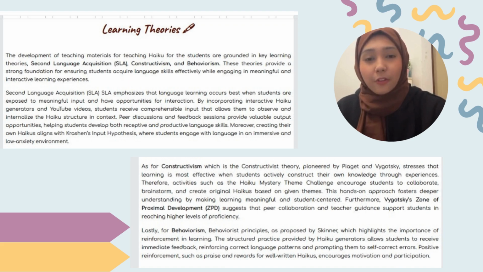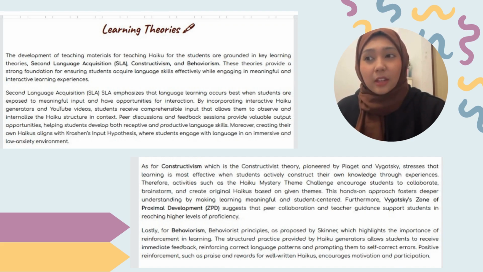Alright, now moving forward to the learning theories. So the development of teaching materials for teaching haiku that I have chosen are grounded in key learning theories such as second language acquisition, SLA, constructivism, and also behaviorism. So firstly, for second language acquisition, SLA, it emphasizes that language learning occurs best when students are exposed to meaningful input and have opportunities for interaction.